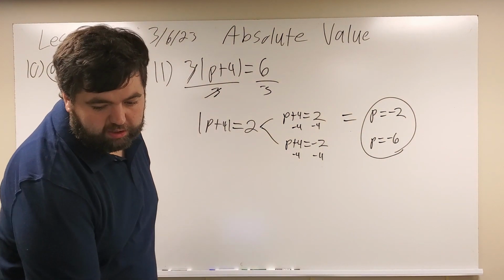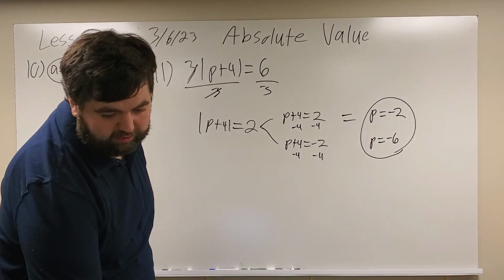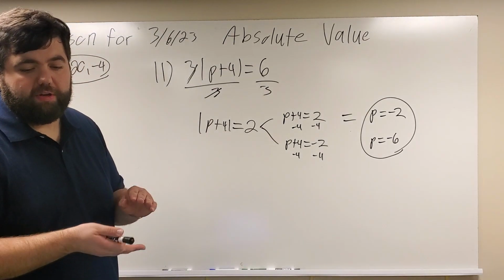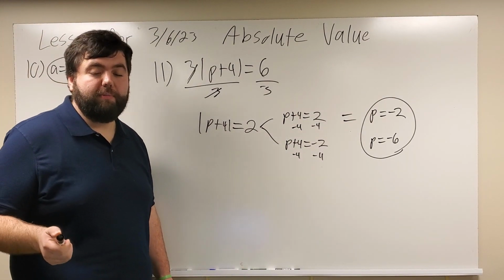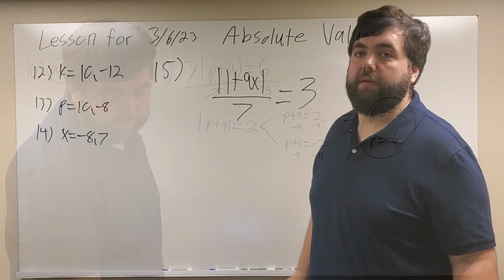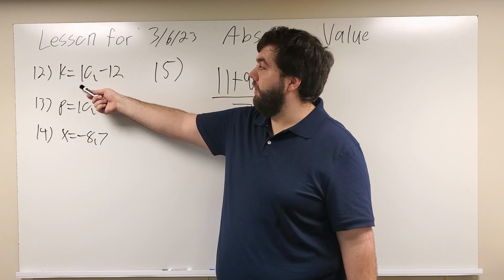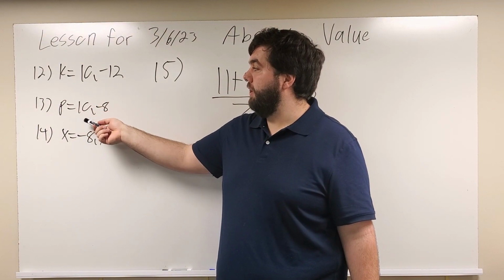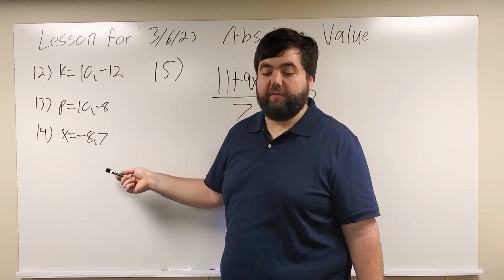Alright? Go ahead and give 12, 13, 14 a shot. And then I want to talk about 15. And then you guys can do 16 by yourself to finish it off. Alrighty? Hopefully for 12, you're able to get k equals 10 and negative 12. 13, you're able to get p equals 10 and negative 8. And 14, x equals negative 8 and 7.